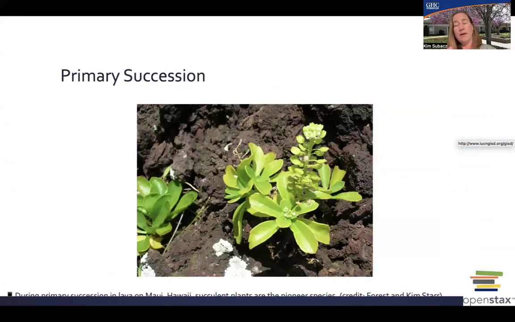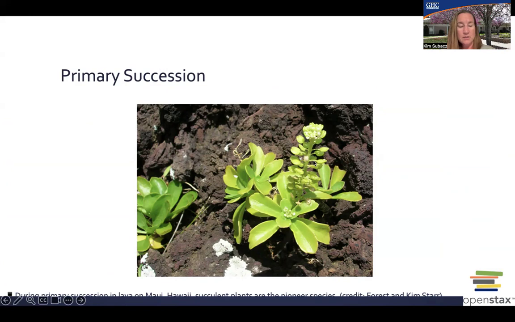If something happened in an environment and it was a devastating event, like a high intensity fire came through and wiped out everything, then you would study what happens in succession. How is this going to repopulate? So our very first stuff is called primary succession.